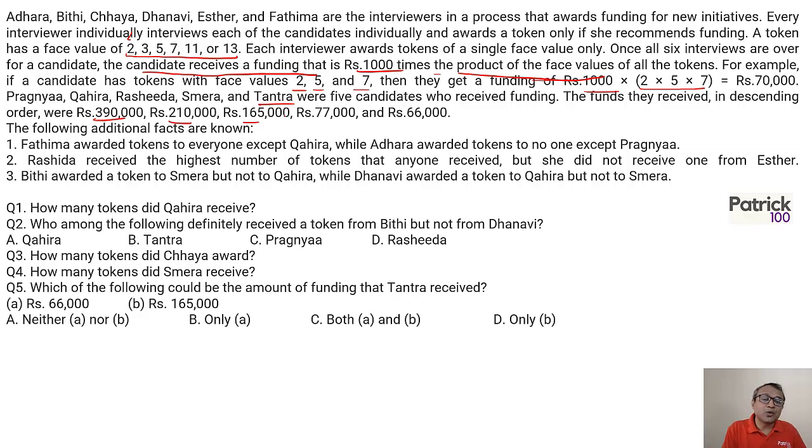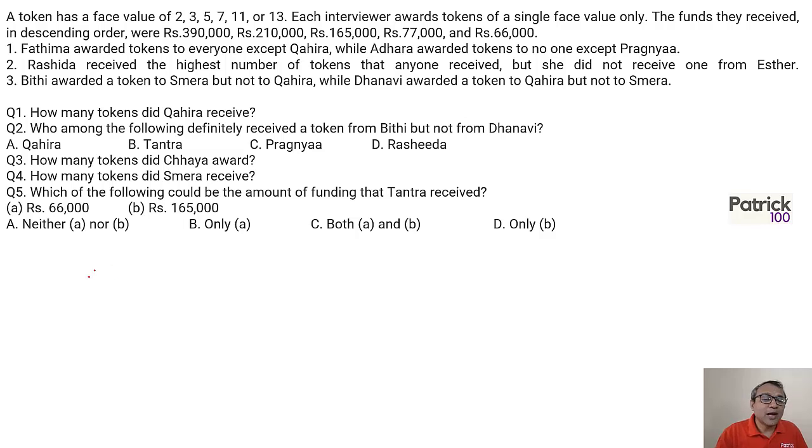So break it up into tokens. Let's take the format properly. So 390. What is 390? 390 is 13 threes, so 13 into 3 into 10. And 10 is itself 2 into 5. So the tokens received for 390 are 2, 3, 5 and 13.